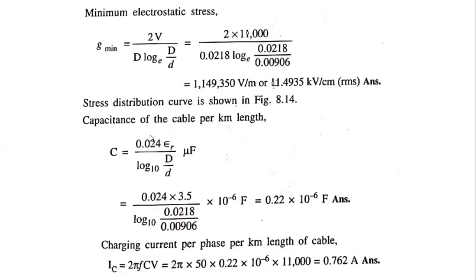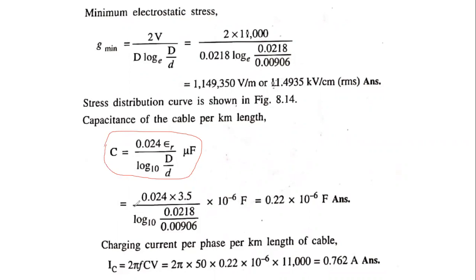Next, coming to the calculation of the capacitance of a cable. What is the formula for capacitance? The capacitance C is equal to 0.024 epsilon r by log 10 D by d microfarads. Then substitute all the values in the capacitance formula.